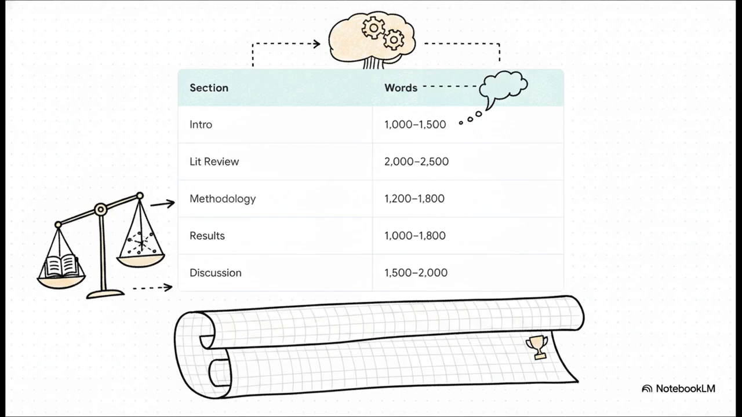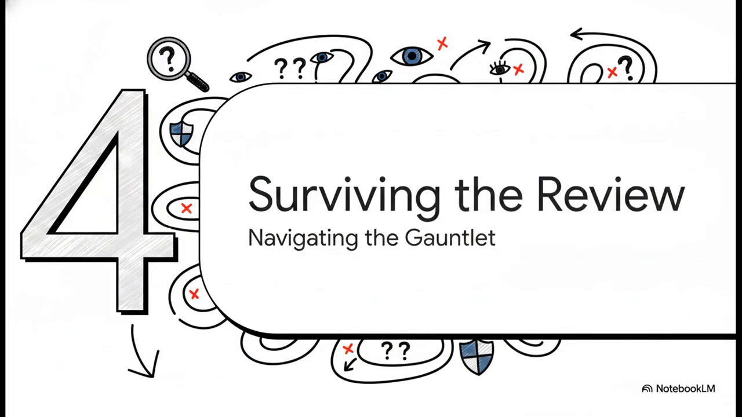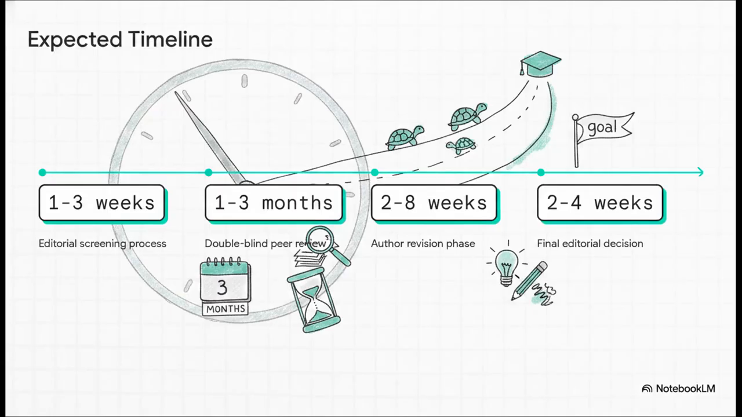It's all about keeping your paper perfectly balanced and scholarly. Next up is Section 4, Technique 3, surviving the review, navigating the gauntlet. This double-blind peer review gauntlet kicks off the exact second you hit submit, and I need you to keep this expected timeline firmly in mind. Patience is your absolute best friend here.